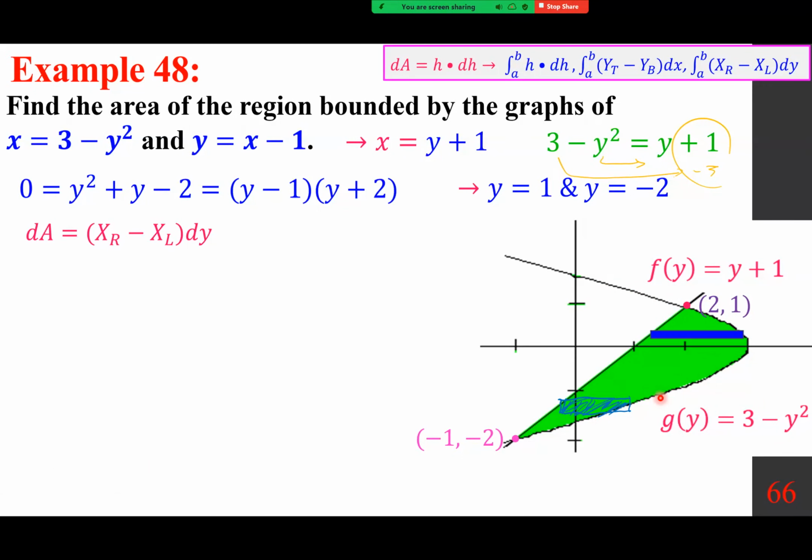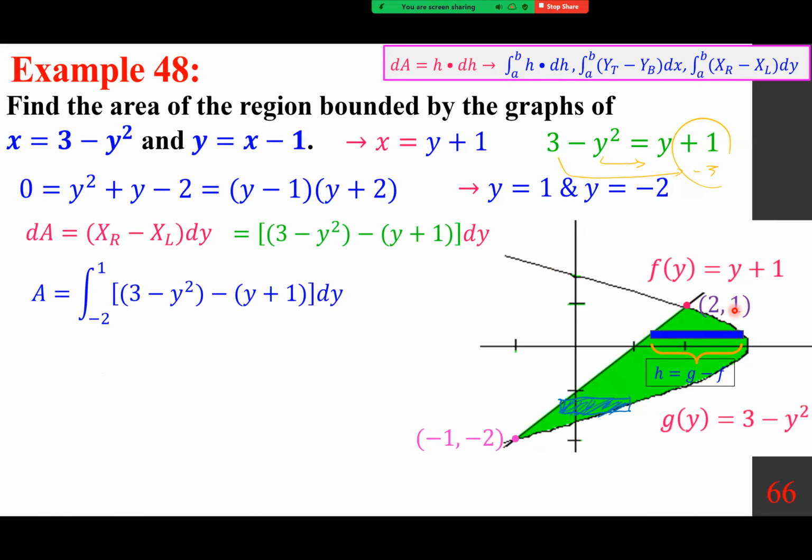X up the right is the curve, 3 minus y squared, minus x up the left is the line, y plus 1. Okay, this is g minus f, right? G minus f, this distance, g of y minus f of y. And this width, it's going along the y-axis is dy. So we're going to integrate that from negative 2 to positive 1. So we simplify this into, and I like to put it in descending order, minus y squared minus y plus 2.